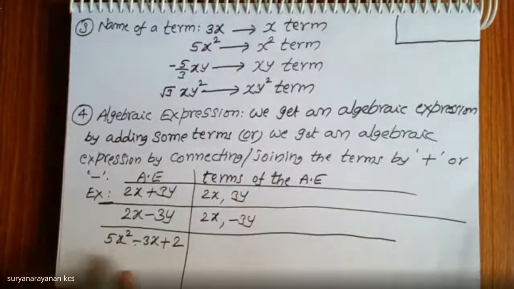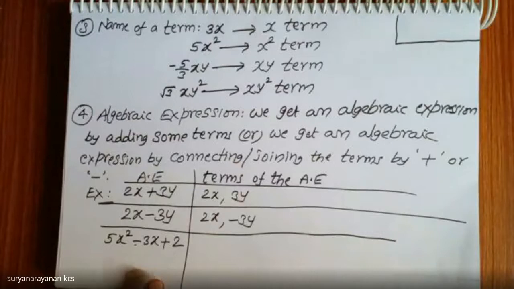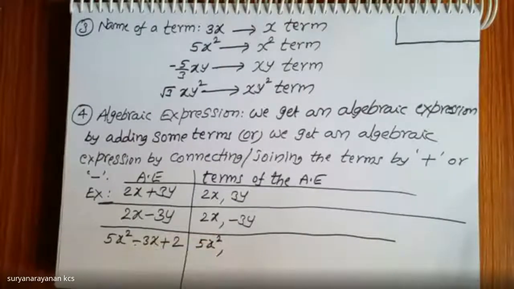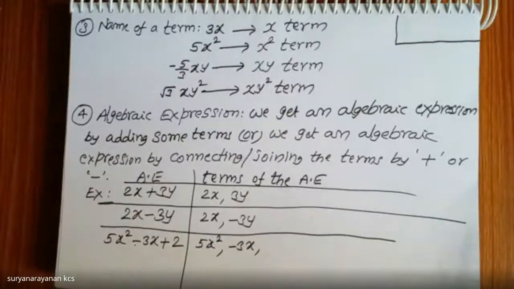Can you tell me how many terms are there? Yes, 3 terms. Tell me what is the first term in this algebraic expression. 5x square. Keep comma. That is the first term. What is the second term? Minus 3x. Yes, minus 3x is the second term.